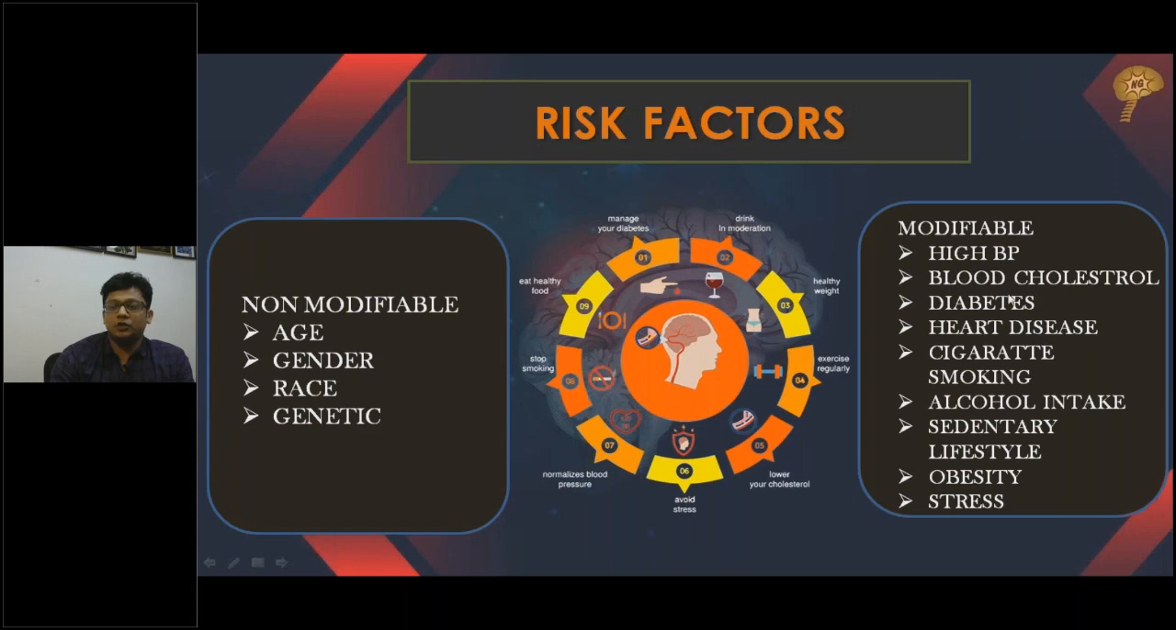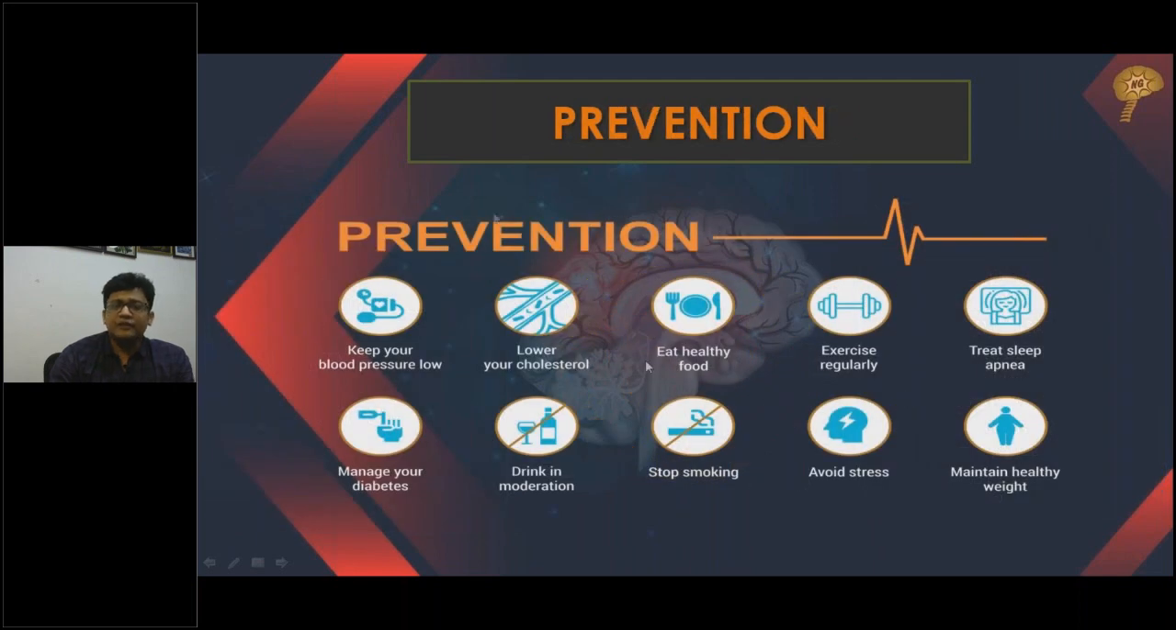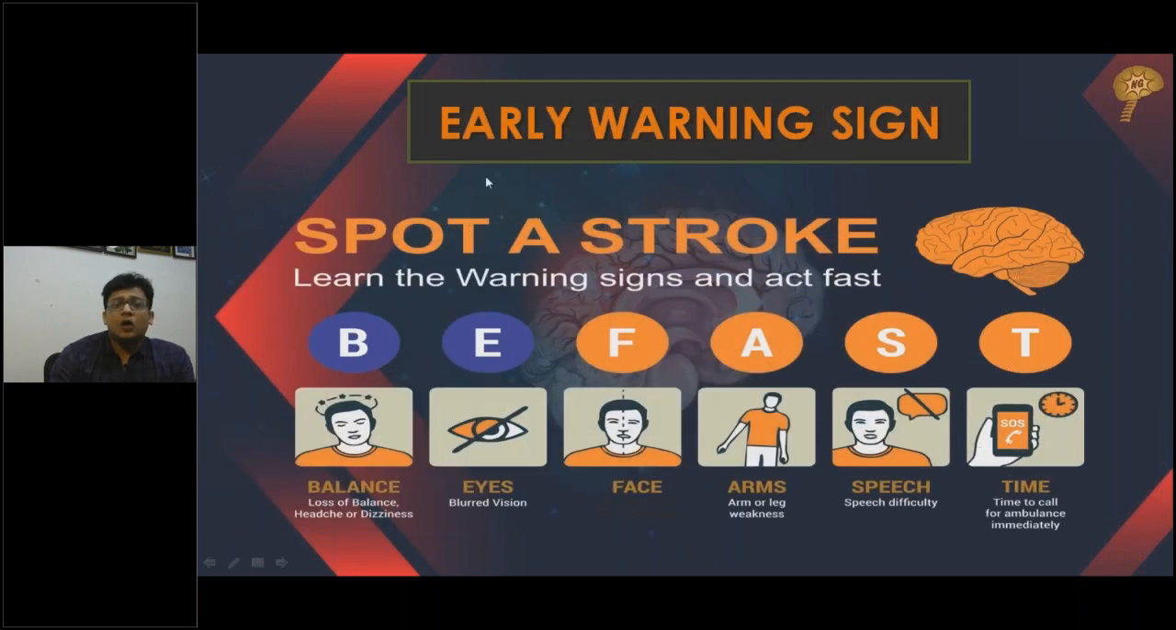Modifiable: high blood pressure, blood cholesterol, diabetes, heart disease, cigarette smoking, alcohol intake, sedentary lifestyle, obesity, and stress. We have to prevent those risk factors. How to spot a stroke? The term known as BE FAST.